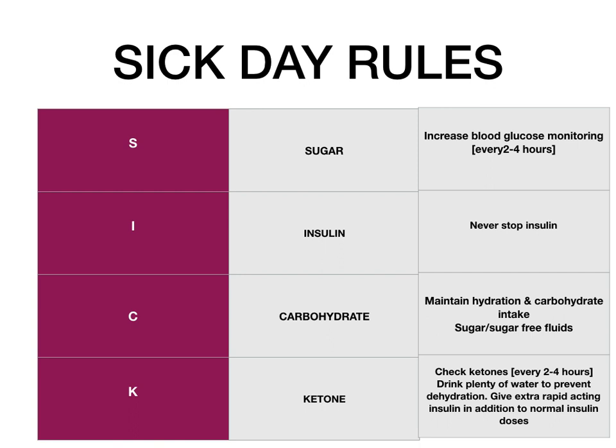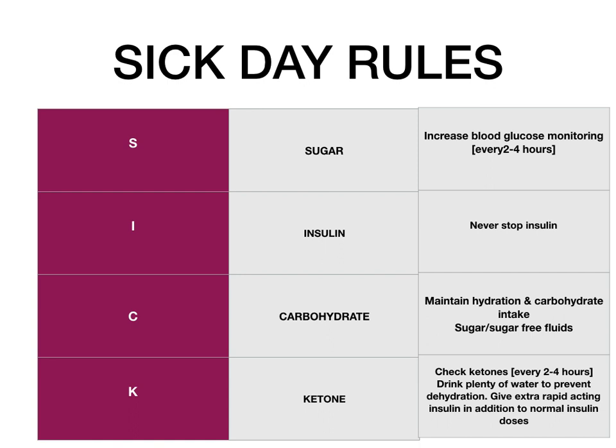The C is for carbohydrates. So we're looking at a very good carb intake, but also maintenance of hydration. So say for instance, if you have a high blood glucose, then we'll advise you to drink hydration drinks that don't have sugar. So sugar-free fluids. If you got low blood sugar, then we'll advise you to have sugary fluids.